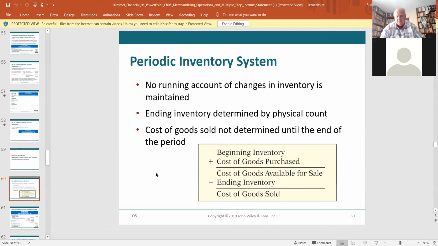We might have had 100 books in our bookstore at the beginning. We purchased 900 more. That gave us available books, 1,000. We counted in the inventory 200, which means we sold 800. In other words, the cost of goods available for sale at month end has either been sold or it hasn't. And our job is to put the proper cost into the sales and the proper cost into the inventory.